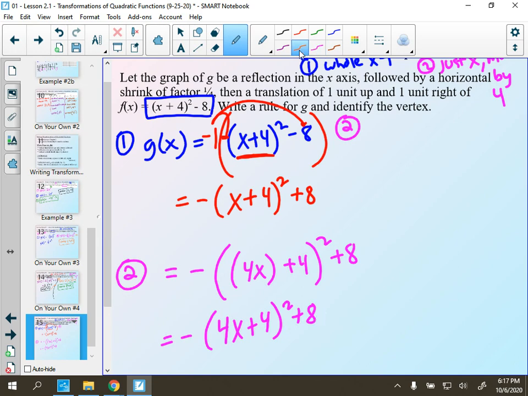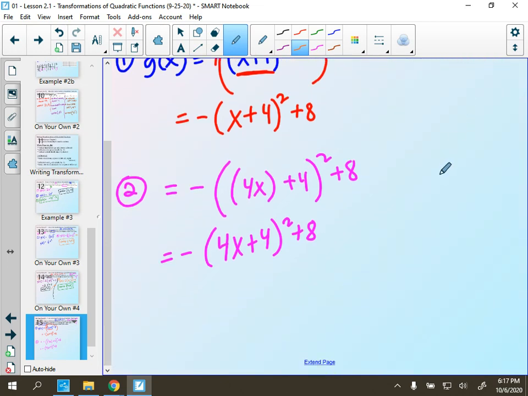Maybe this one I can squeeze in here, because this last one is a 1 unit up and 1 unit right. Oh, maybe I can't squeeze it in there. Yikes. A translation of 1 unit up and 1 unit to the right. Let's do the up as a separate one.